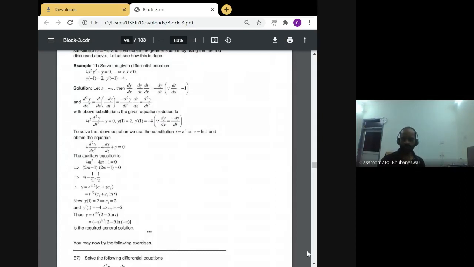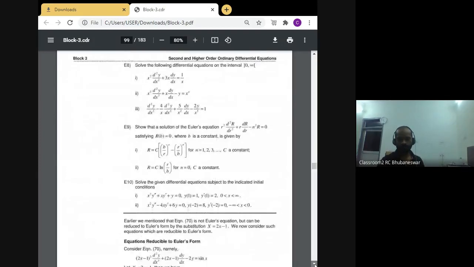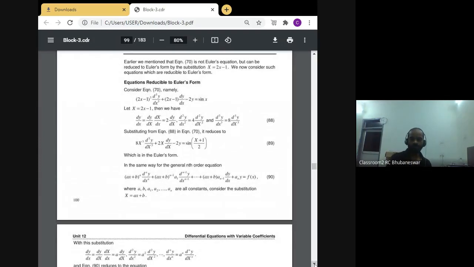Now let us move on to the next topic, and that is the equation reducible to Euler form. As we discussed in equation number 70, here we can see how it can be converted into the form of our desired Euler-Cauchy differential equation.